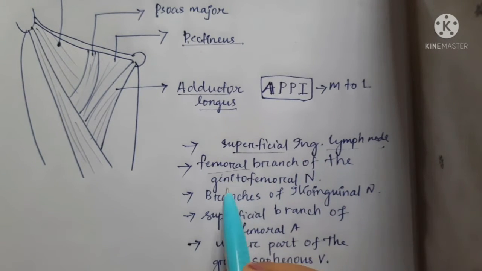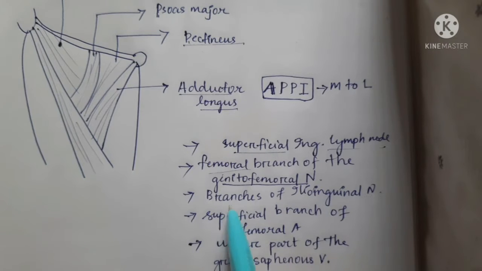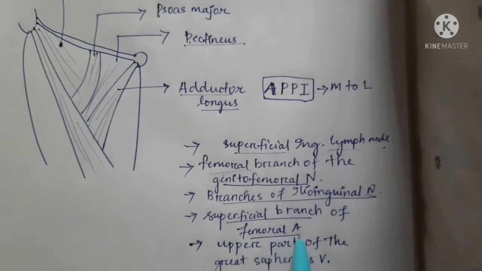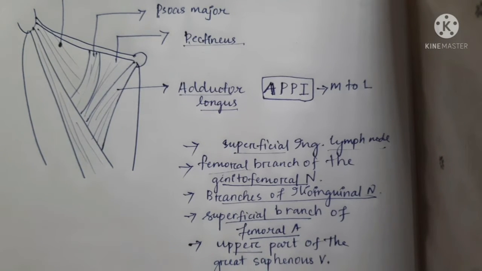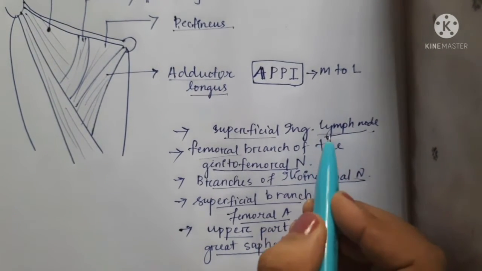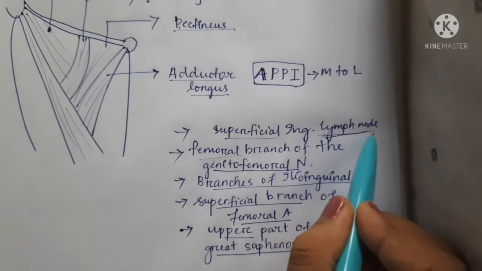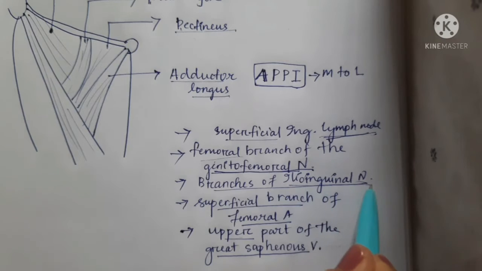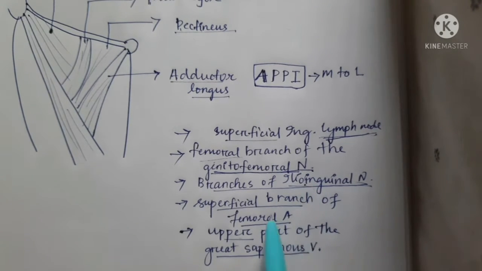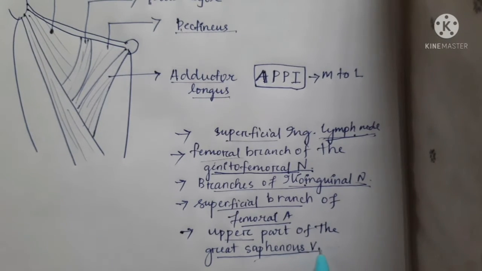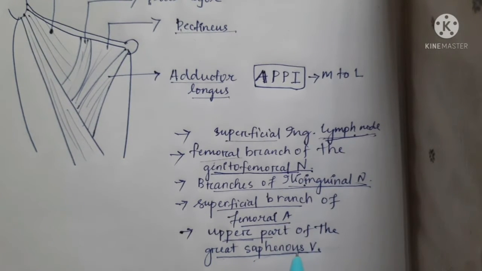The superficial inguinal lymph node. The femoral branch of the genitofemoral nerve. Branches of the ilioinguinal nerve. Superficial branch of femoral artery. And upper part of great saphenous vein. So how to remember this? It has a lymph node, genitofemoral nerve and ilioinguinal nerve, two nerves, one artery, one lymph node and one vein, the upper part of the great saphenous vein.